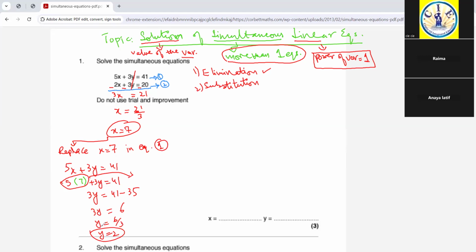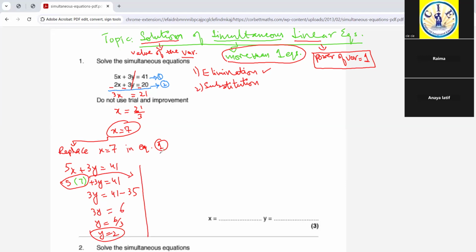So this is how we find out the values of the variables. So we have solved this pair of simultaneous linear equations. It is not necessary to replace this value of x in equation number 1. We could have replaced it in equation number 2 as well. Even that would have given us the same answer. Okay, let me show it to you.